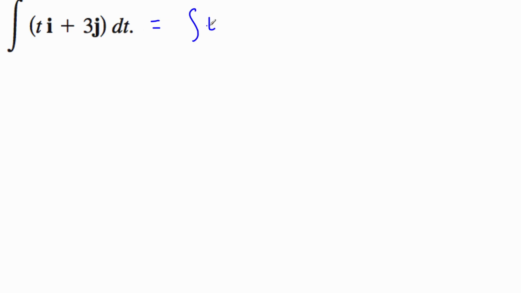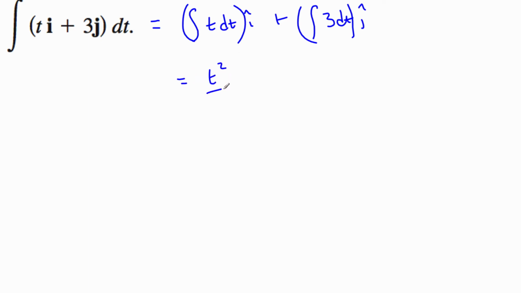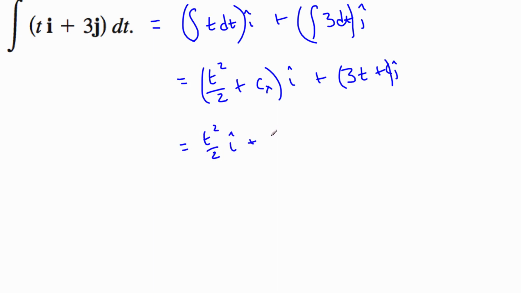The integral of t dt in the i direction plus the integral of 3 dt in the j direction. So this is t squared over 2 plus, and I'm going to call it cx, i, plus 3t plus cj in the j direction.